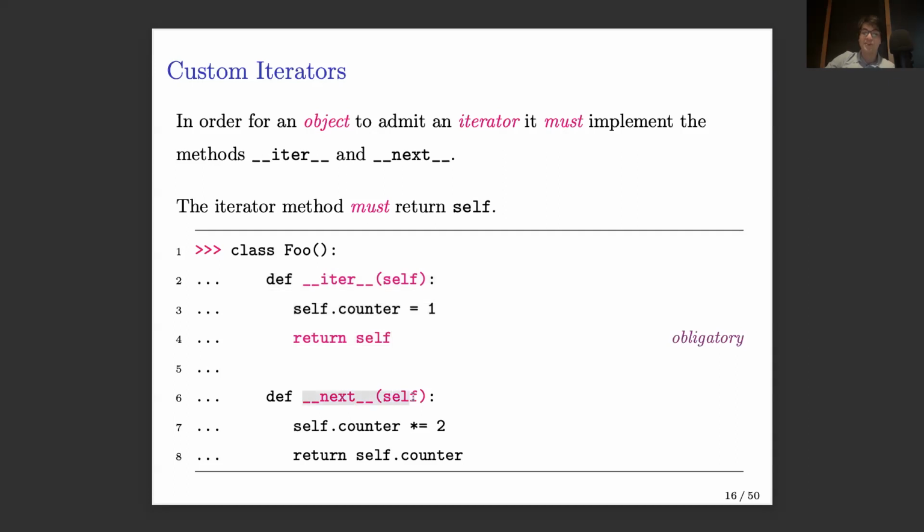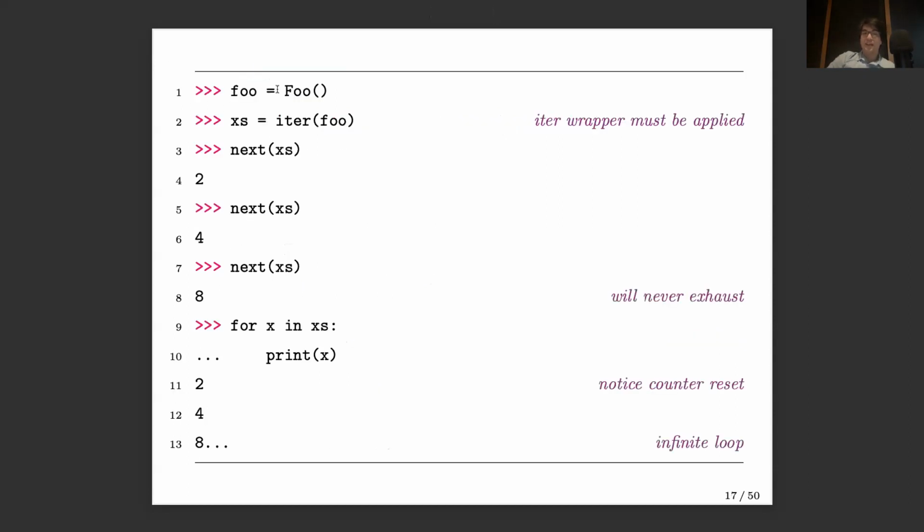So the other thing you need to do is implement next, which is just going to give you the next thing. It could just keep returning 0 if you want. In this case, I'm just taking whatever is in counter and doubling it. Okay, so let's check this out. My class was called foo. So here's my foo object. The foo object does not yet admit iteration. You have to decorate it with iterator. You say, oh, foo, you're my object. Can you turn into an iterator for me? And it will do so.